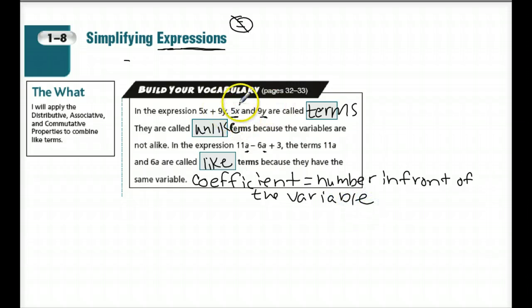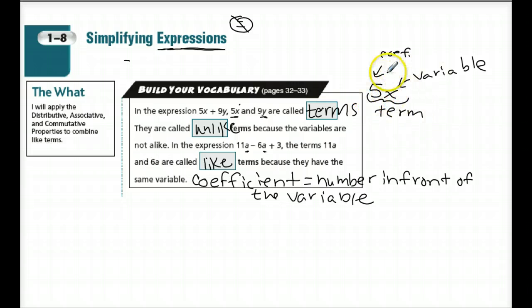So in the term 5x, 5 is the coefficient. We'll just write coef. And x is the variable. And 5x is the term. So we're just kind of labeling our term here. We got our coefficient is our front number, the 5. Our variable is the x, and the whole thing, 5x, is called our term. Now again, we're really focusing on unlike terms, like 5x and 9y, and like terms like 11a and 6a.